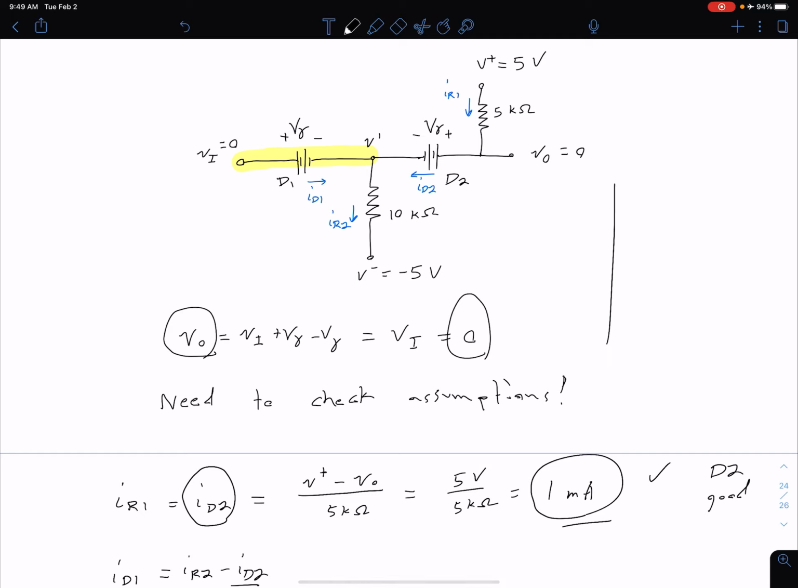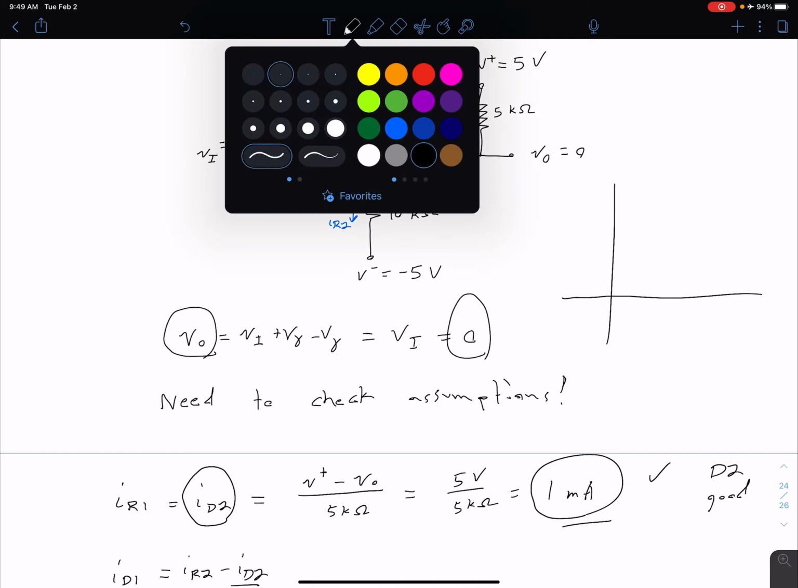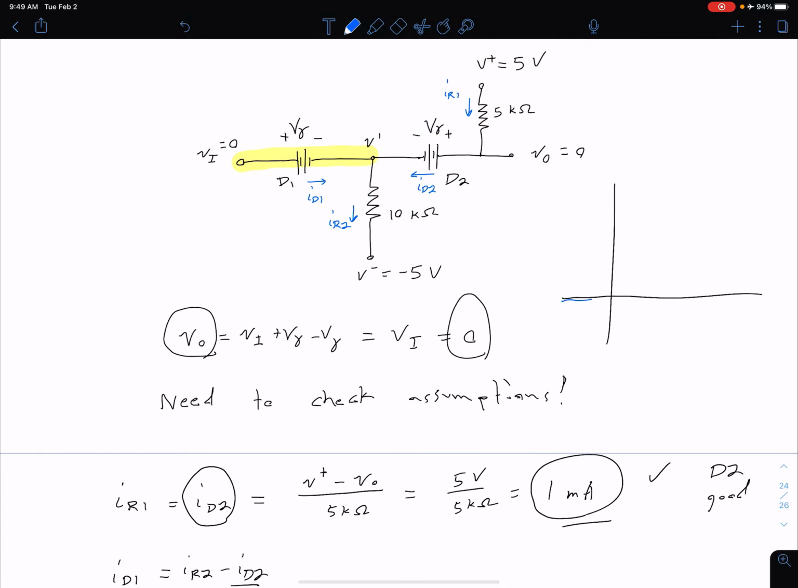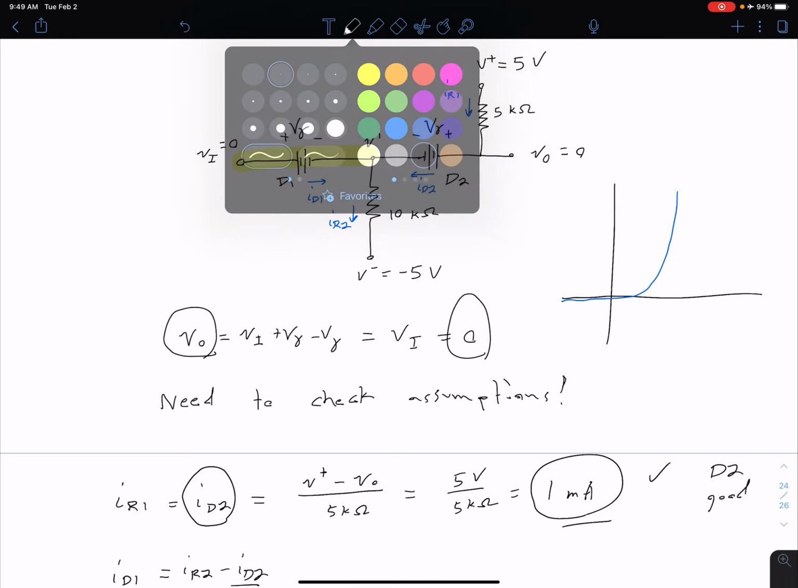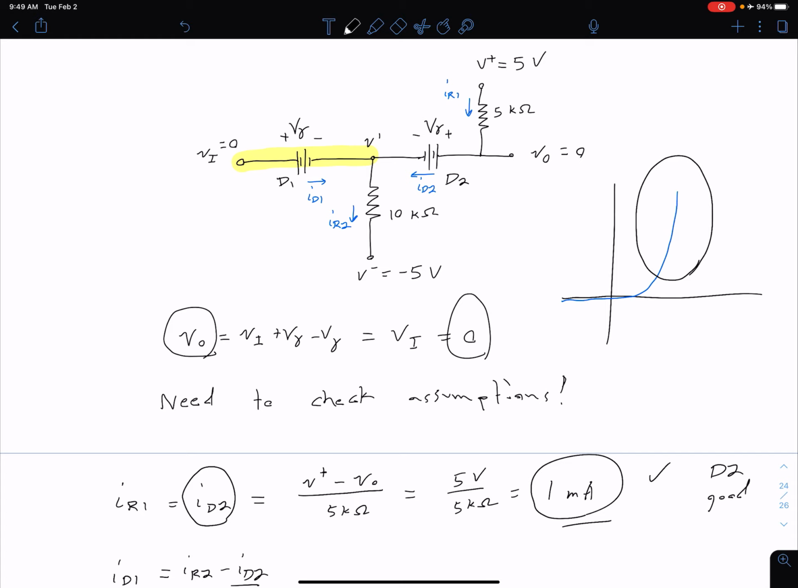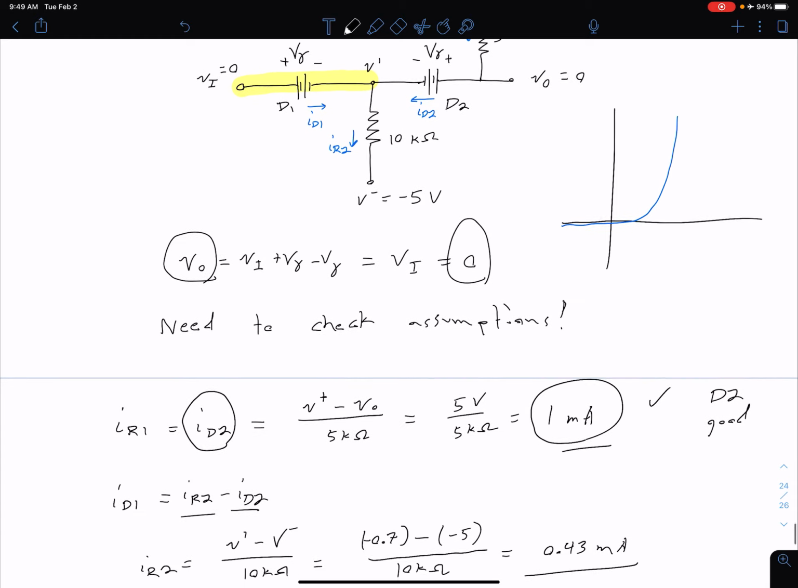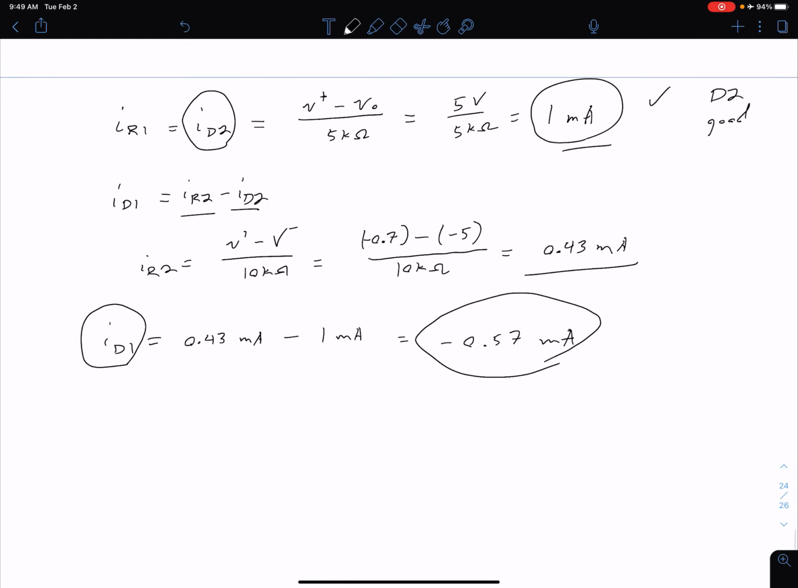And so of course, remember our diode IV curve looks something like this. We have some small negative current, and then at V gamma it kicks in. So if we've assumed that our diode is on, we're assuming it's somewhere here, which means it should have a positive current. Of course, this is a negative current, so that means our D1 assumption is incorrect.